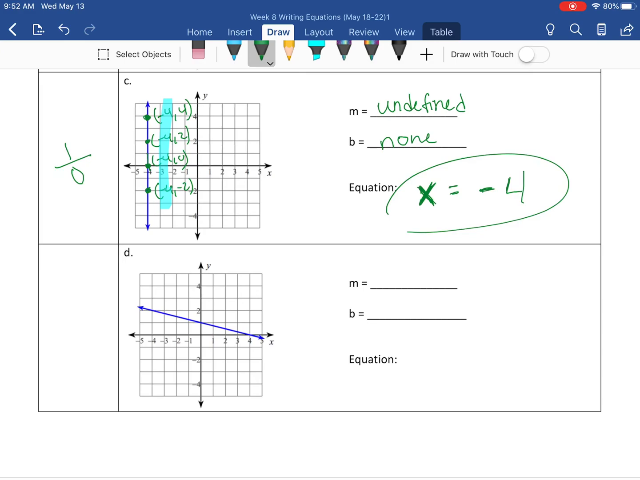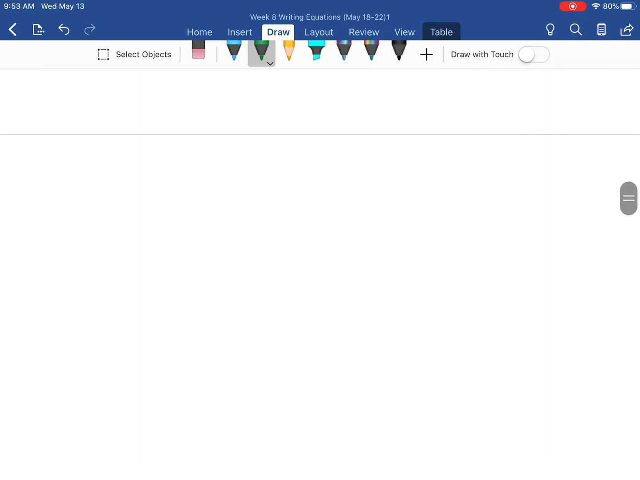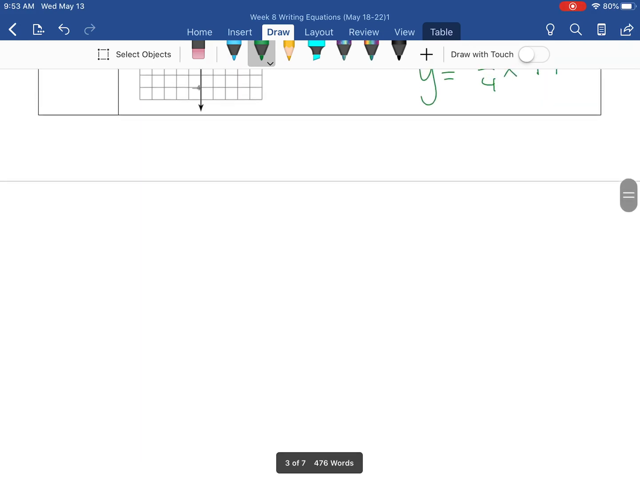Last but not least, letter D. So again, I'm going to start with my point. Here's a nice point. That's also our y-intercept. So our y-intercept is a positive 1. And then to get to, here's another nice point. We're going to go down 1. So our change in y is negative 1. And over 1, 2, 3, 4. So our slope will be negative 1/4. So our equation is y equals negative 1/4 times x plus 1. And that's how we write our equations in slope-intercept form.